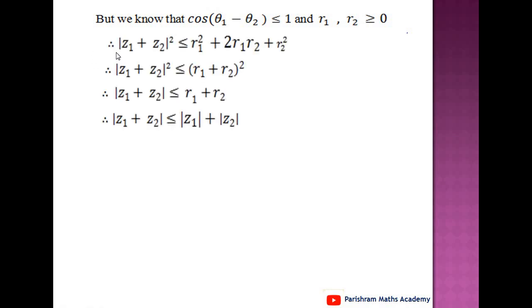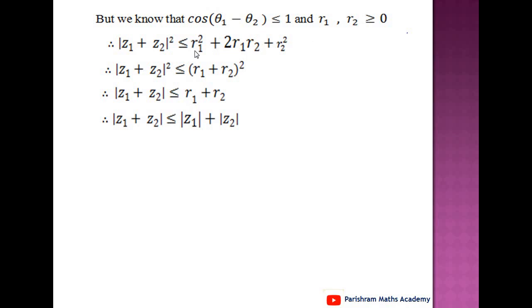Now we know that for any angle theta, here cos of theta 1 minus theta 2 is always less than or equal to 1, and r1 r2 both are positive, and therefore mod of z1 plus z2 square is less than or equal to r1 square plus 2 times r1 r2 plus r2 square, because the value of cos of theta 1 minus theta 2 is less than or equal to 1. Therefore here we can take the value as 1, therefore 2 times r1 r2.